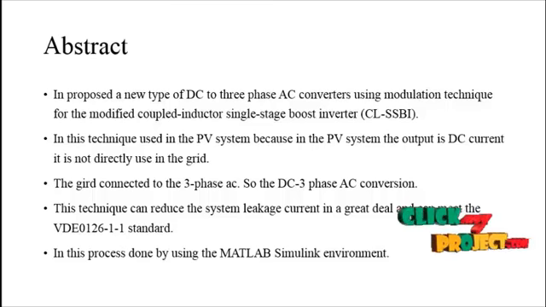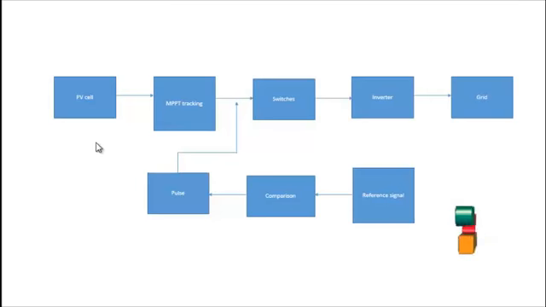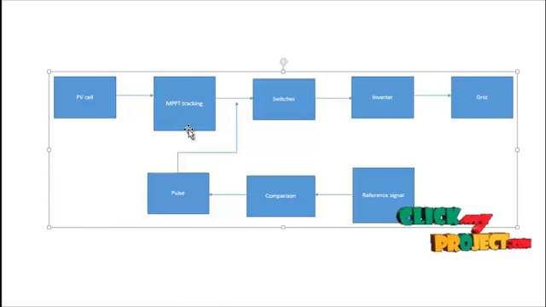Then we go to the flow diagram of our proposed work. In this flow diagram the PV cell output goes to the MPPT tracking. The MPPT tracking levels the PV cell output to a certain level. Then it goes to the inverter side. Before the inverter, the coupled inductor boosts the PV cell output, and then the switches in the inverter convert the DC voltage into the 3-phase AC voltage.